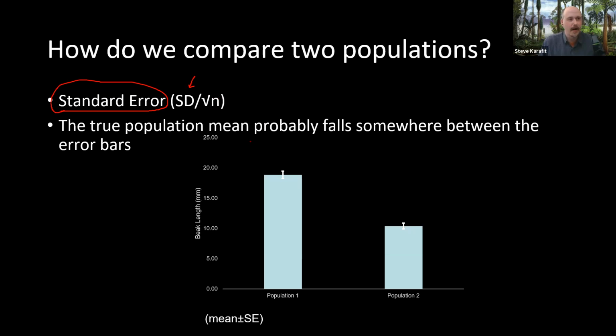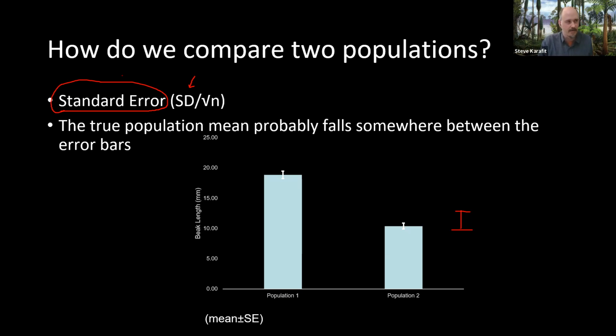So the true population mean is going to fall somewhere between the error bars when it comes to standard error. That's the idea. If you have standard error bars, you're saying, okay, there's variation in the population, and I have these error bars here. Probably if we sampled the entire population, I'm pretty confident that the true average is somewhere between these two bars. And so if the bars are really big, it means you're less confident where the true average is. If the error bars are really tiny, it means you're pretty darn confident where the true average is.